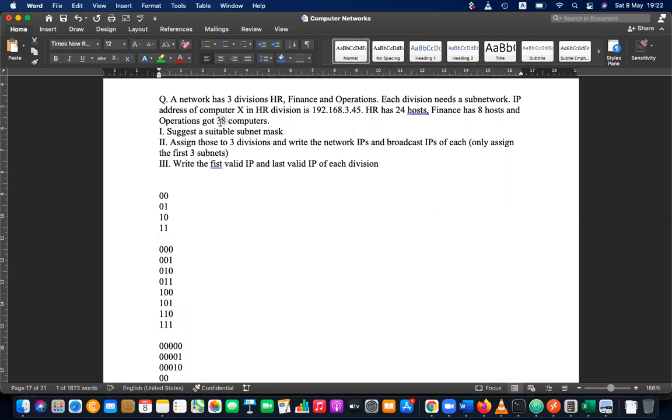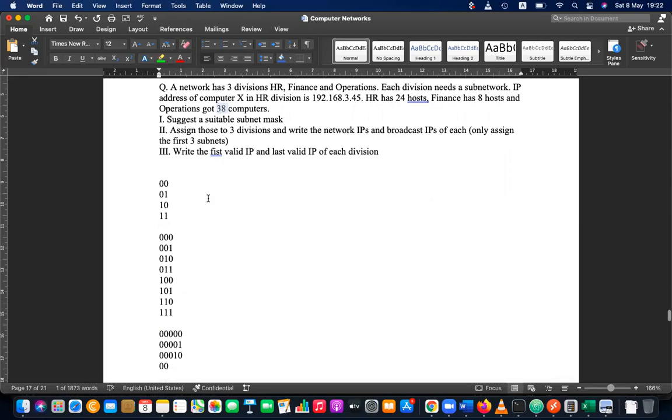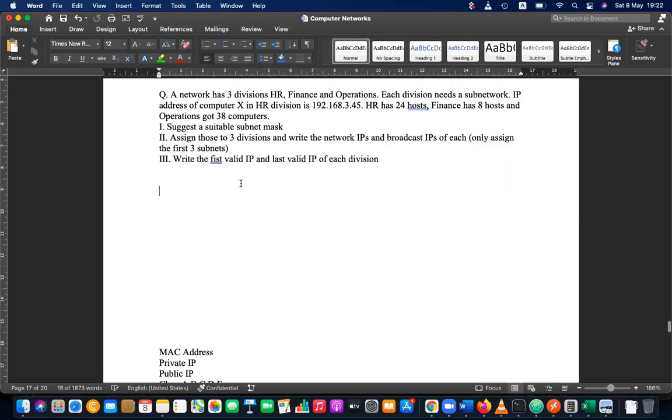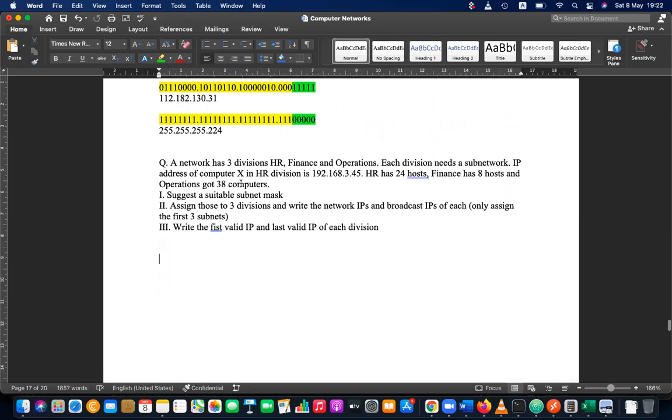Understood how to find this kind of answer? You have 38 machines. How many bits do you need to address 38 machines? At least you need 6 bits. Why? Because 5 bits is 2 to the power 5, which is 32. The first and last address you need to remove, then you will have only 30 addresses. So that is not enough. Therefore, you have to go for 6 bits.